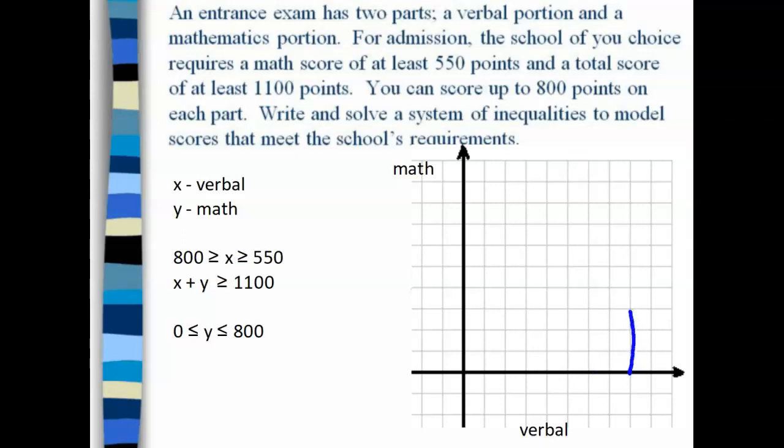So we know that her verbal score can't be over 800. So we're going to draw in a line here. That means the x-intercept is 800, and our shading would be to the left. We also know that her score can't be less than 0, so we use the y-axis as a second bound.